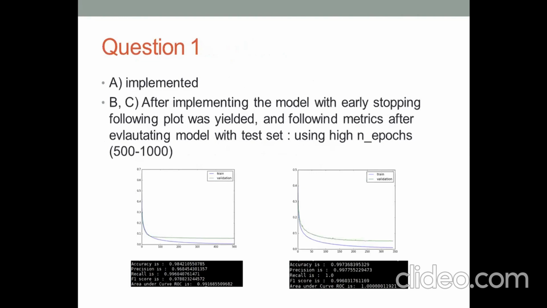So the question one, for the first part, it was implemented in the files. For part B and C, after implementing the model with early stopping plot, in here there is no decay, there is no momentum. In here there is just learning rate, and I am monitoring all metrics which were asked from me. First of all, I used 100 epochs.